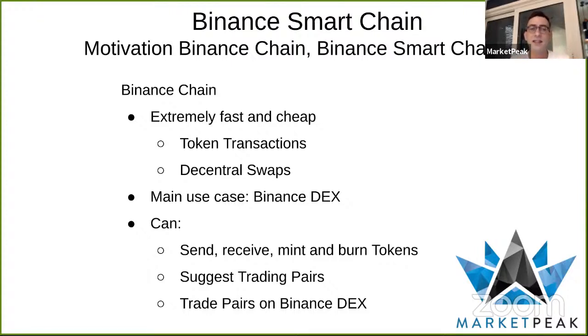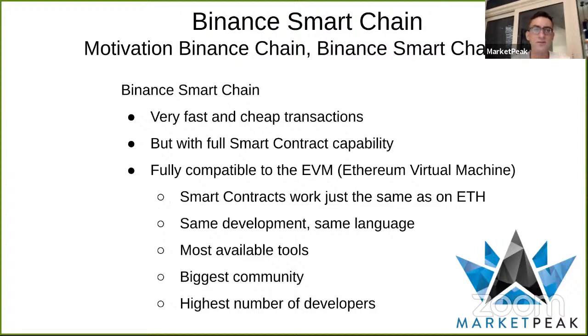So you can send, receive, mint, and burn tokens, as you can do with ERC20s on the Ethereum chain. You can suggest new trading pairs if they don't exist already. And of course, that is the main point of the Binance chain. You can trade pairs, swap tokens on the Binance DEX using Binance Chain. The Binance Smart Chain is not extremely fast, but it's still very fast and also very cheap for the transactions.